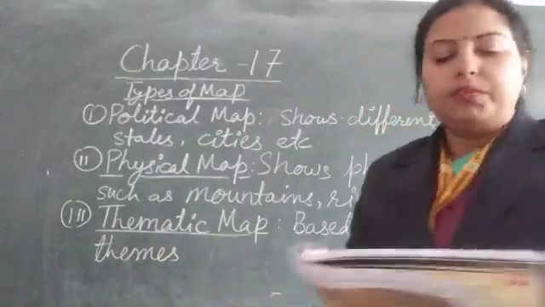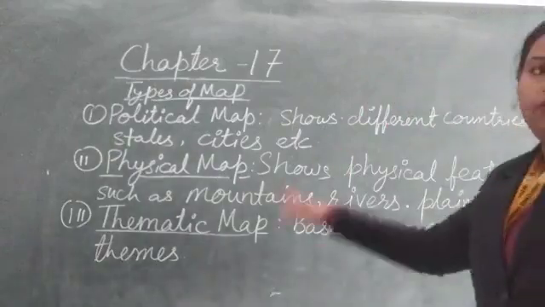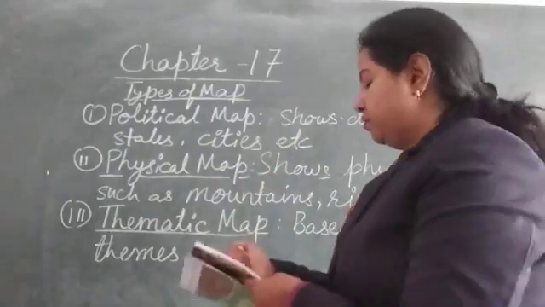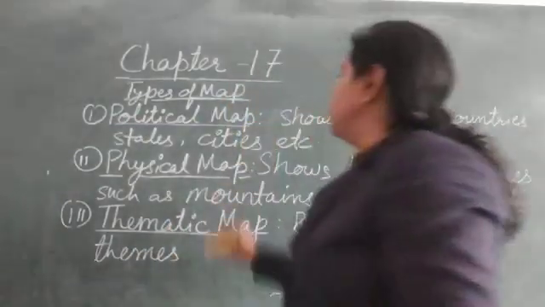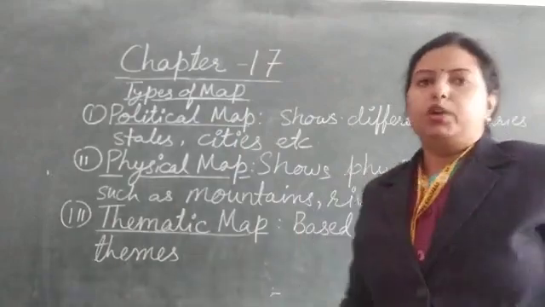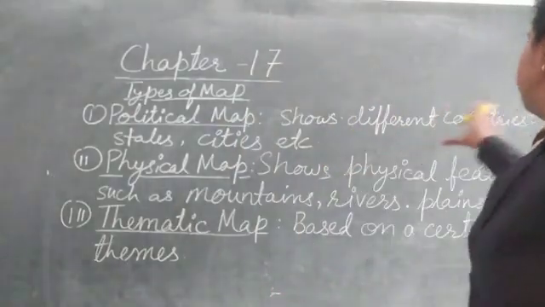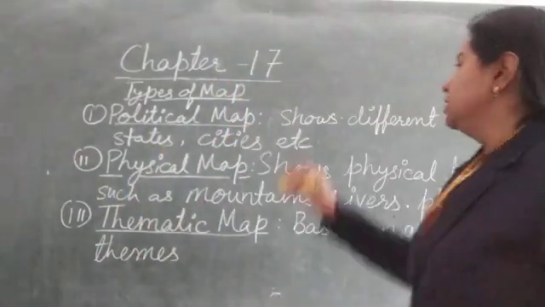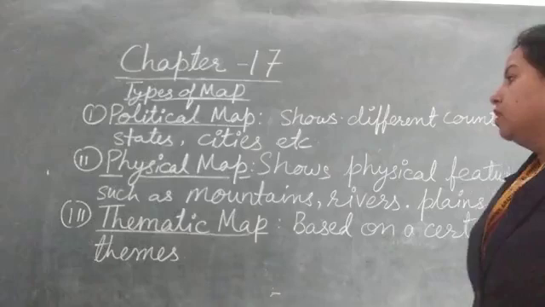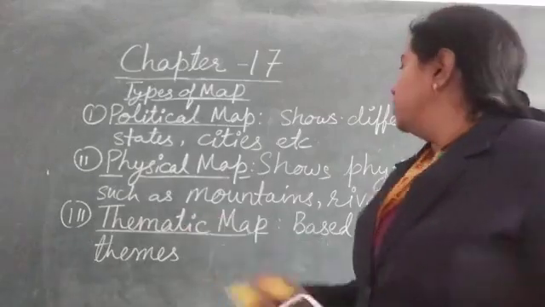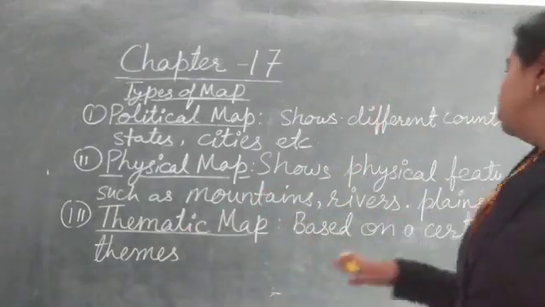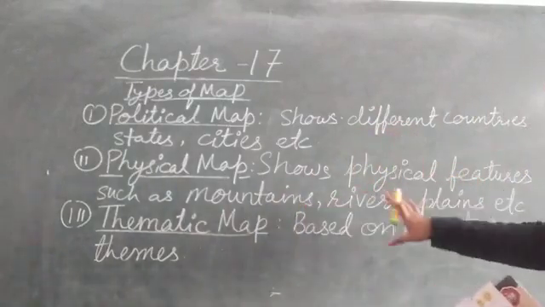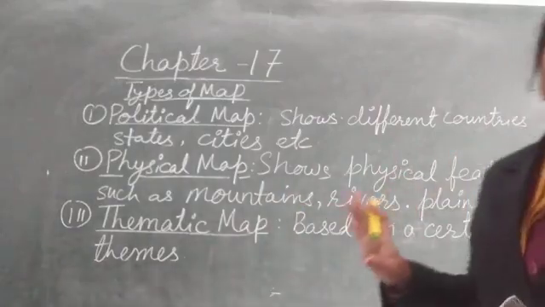Now let us see the types of maps in an atlas. There are three types of maps in the atlas. First one is the political map. What is a political map? A political map is a map which shows different countries, states and their capitals, cities, etc. Second one is the physical map. A physical map shows physical features such as mountains, rivers, plains, etc.